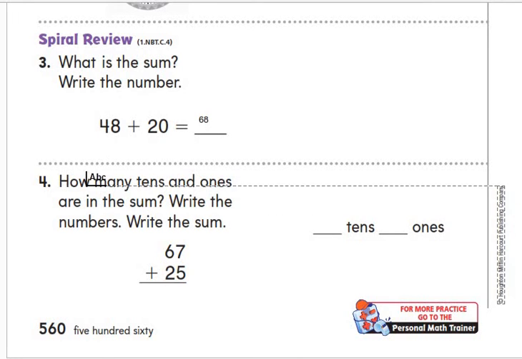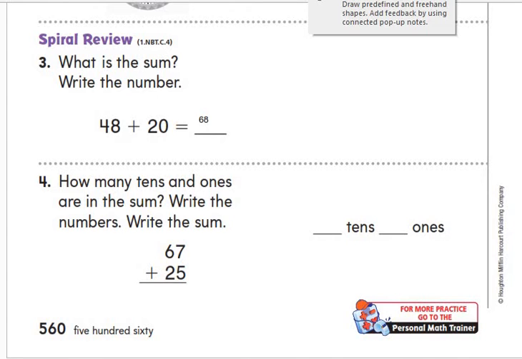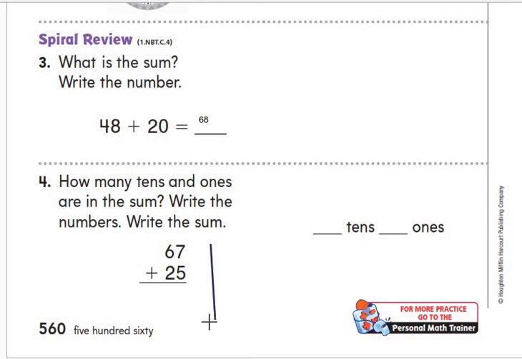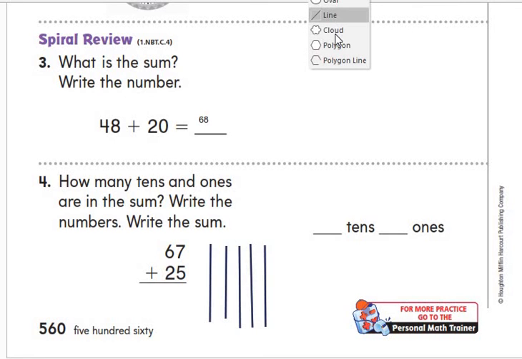Okay. How many tens and ones are in the sum? Write the numbers, write the sum. In this case, we will draw the ones and we will draw the tens. So 67. Let's draw 67. How many lines in 67? It is 6 lines, yes. So 1 line, 2 lines, 3 lines, 4 lines. Okay. Then how many ones? 7 ones. So let's draw the ones.